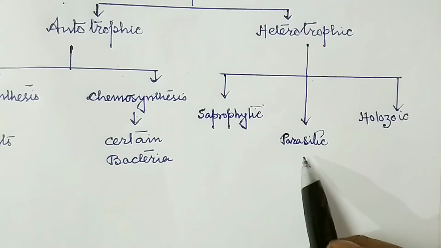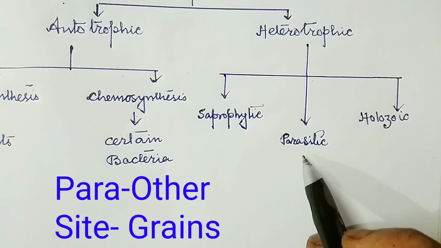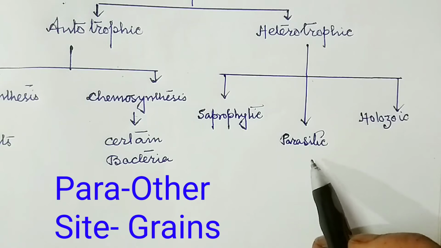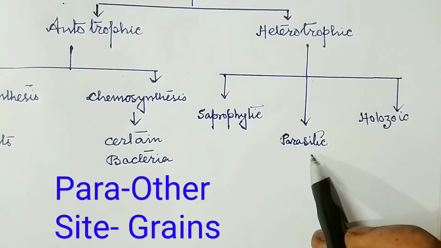Now, the second one is parasitic nutrition. Again, this word parasitic is derived from two Greek words. Para meaning other and site meaning grain.